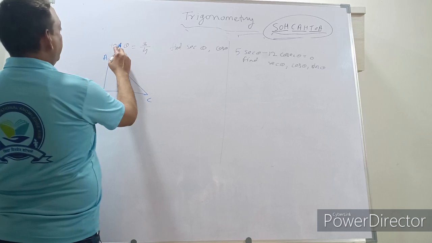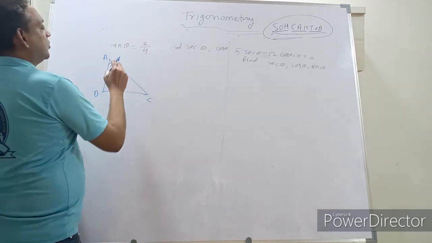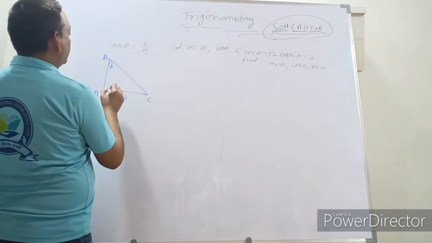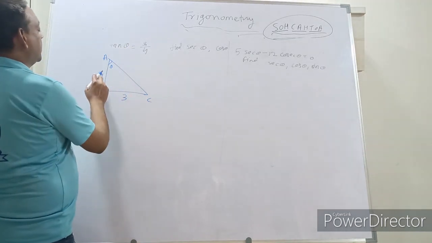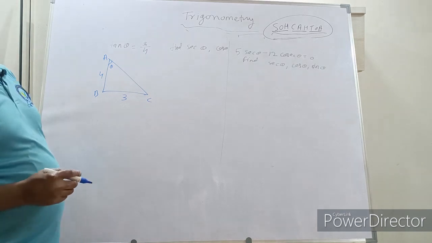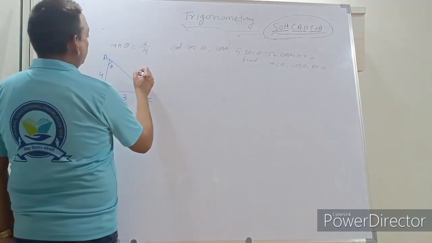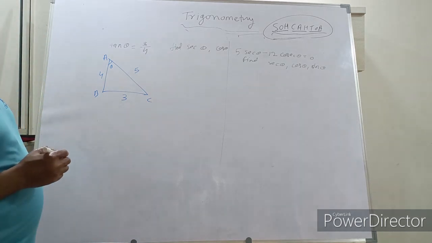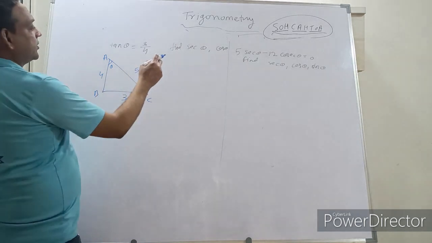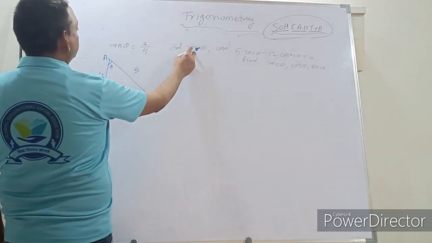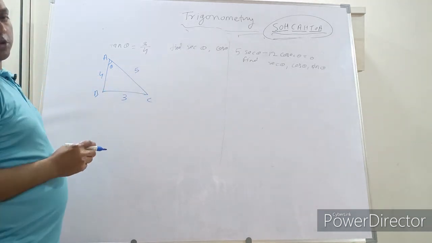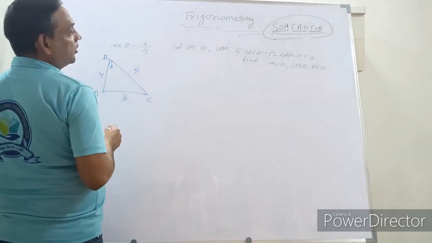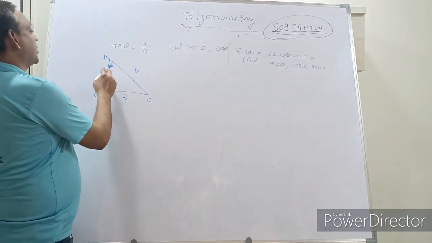So tan theta is 3 upon 4, and tan is opposite over adjacent. So opposite is 3 and adjacent is 4. 3 square is 9, 4 square is 16, 16 plus 9 is 25, root 25 will be 5. So we can find the third side directly, 5, and then we can find sec theta. Sec is nothing but the reciprocal of cos. Cos will be adjacent over hypotenuse, so it is 4 upon 5.